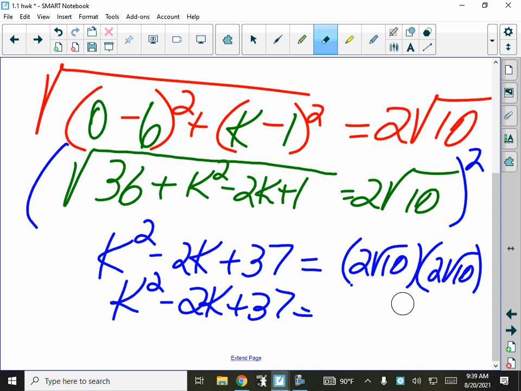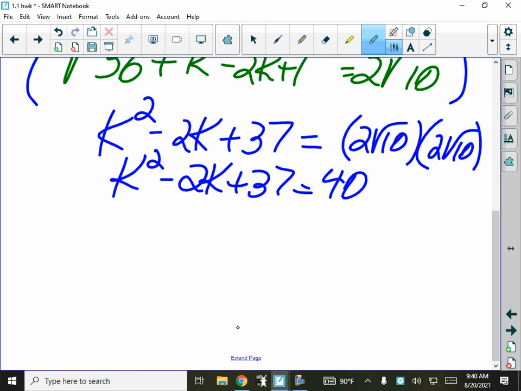Now there's still a big math problem coming up here. Can you get rid of the k squared? I can't get rid of the k squared. I can't subtract 37. Why don't you subtract 40 and make it equal to 0 and then figure out. Okay, so I'm going to subtract 40.